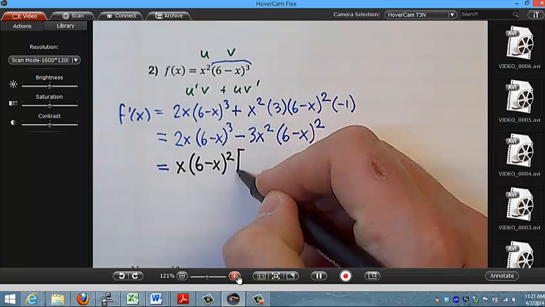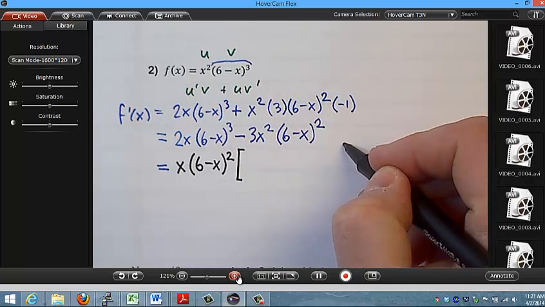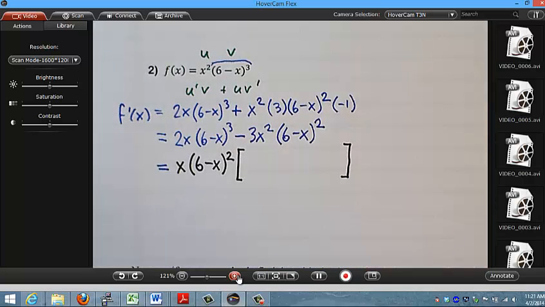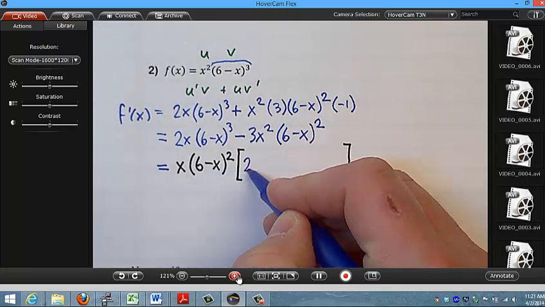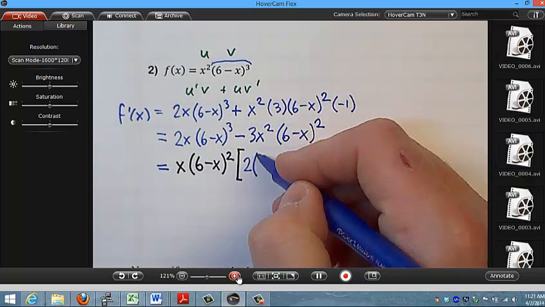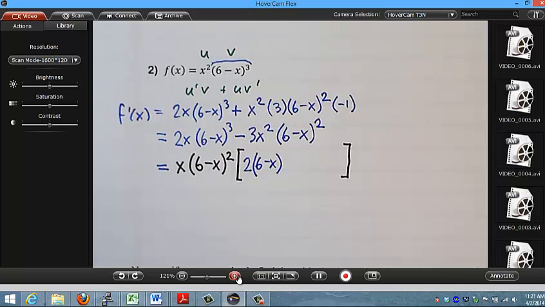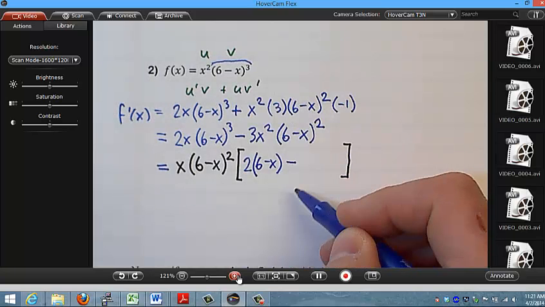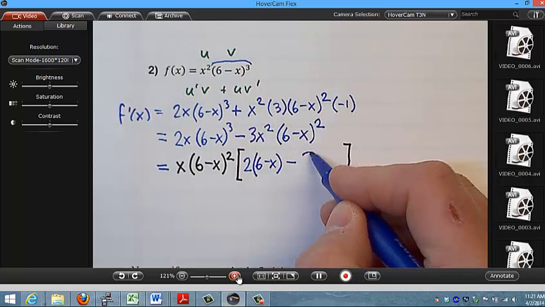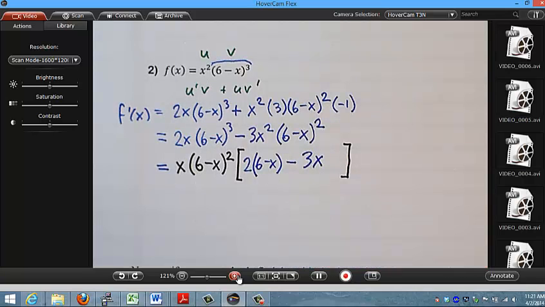I guess I have to do it and see if you understand what I'm doing. If I were to do that, take out the common factors, what would be left in the first term? Well, I'd still have a 2, and I would still have a 6 minus x, right? Sometimes this is helpful. Sometimes not. I just throw it out there. Okay. Minus, well, I would have 3x, right? That's what would be left.